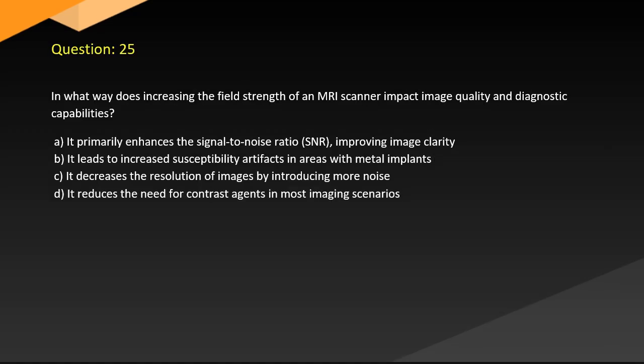Question 25. In what way does increasing the field strength of an MRI scanner impact image quality and diagnostic capabilities? A. It primarily enhances the signal-to-noise ratio (SNR), improving image clarity. B. It leads to increased susceptibility artifacts in areas with metal implants. C. It decreases the resolution of images by introducing more noise. D. It reduces the need for contrast agents in most imaging scenarios.